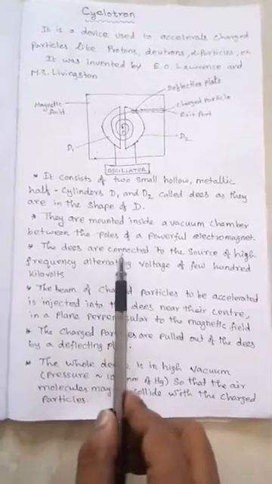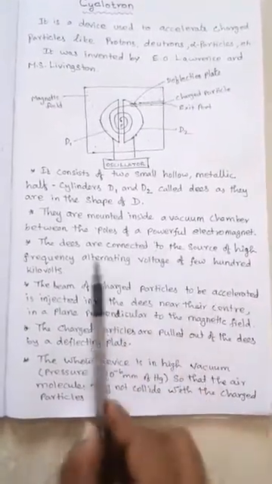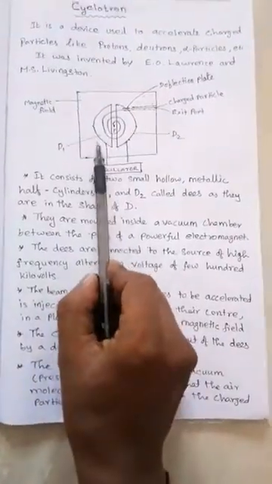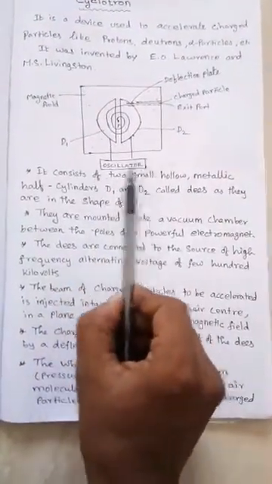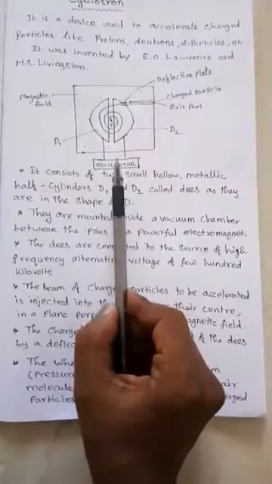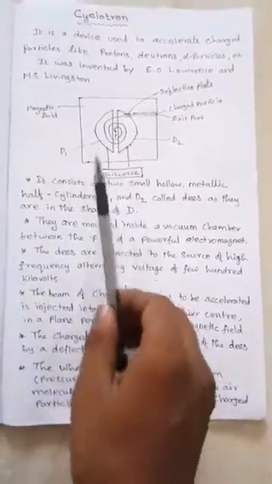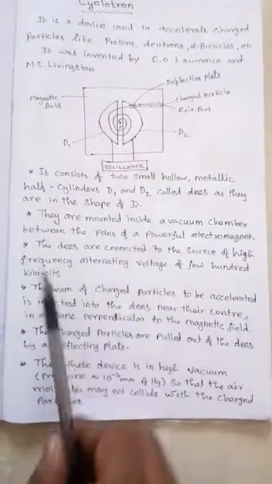The Ds are connected to the source of high frequency alternating voltage of a few hundred kilovolts. The two Ds are connected here to one oscillator. The oscillator is nothing but a source producing alternating frequency voltage, a few hundred kilovolts.